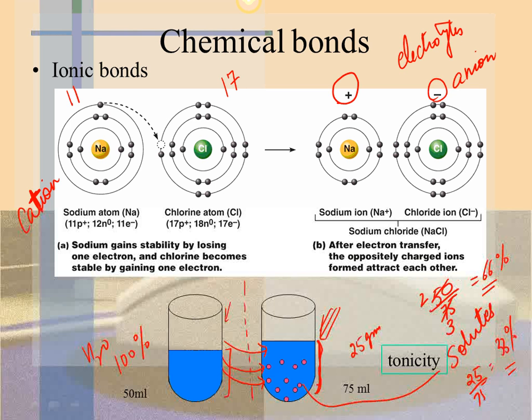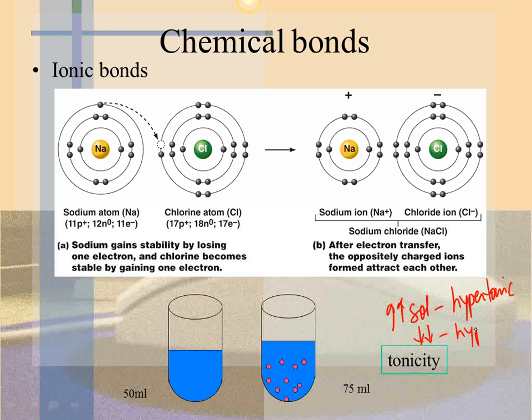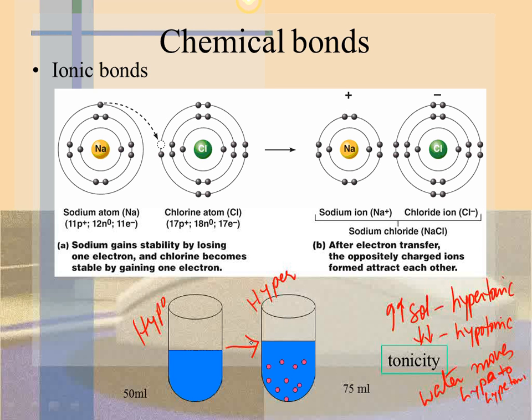So any solution which has more solutes, we say that solution is hypertonic. And any solution which has fewer solutes, we say that solution is hypotonic. And water moves from hypo to hypertonic. So this was hypo, this was hyper. So water moves from hypo to hypertonic.